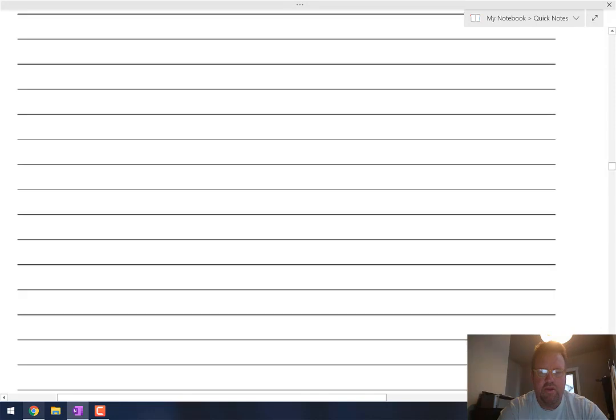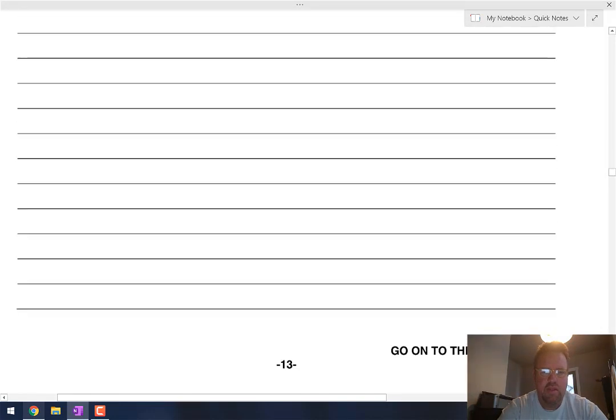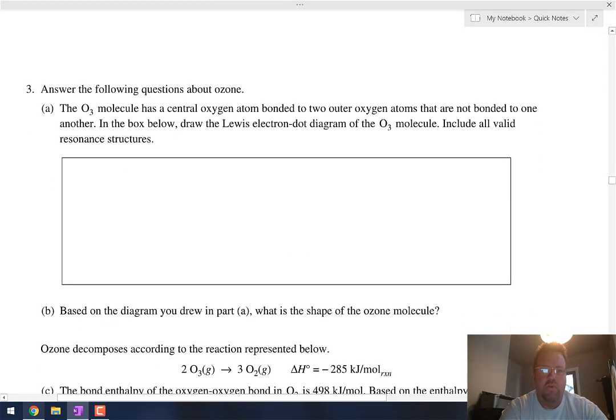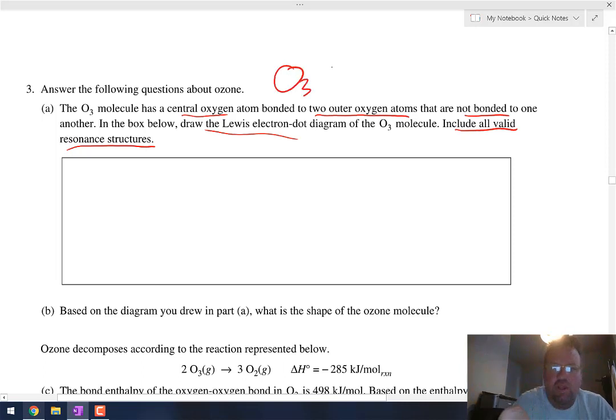Question number 3 talks about ozone. Tells you how to draw. There's a central oxygen bonded to 2 outer oxygens and are not bonded to one another. But then it does say at the very end, but draw the Lewis electron dot diagram and include all valid resonance structures, which means you can't just draw one. Okay, so ozone does have 18 valence electrons.